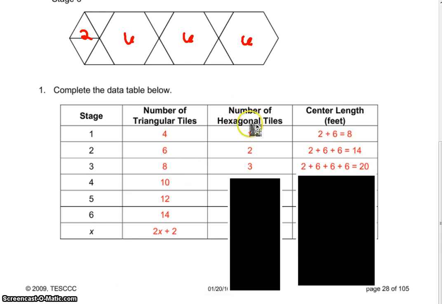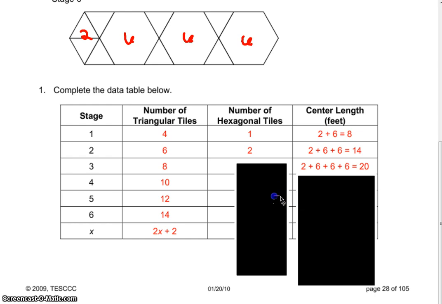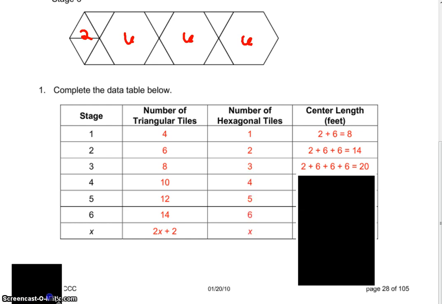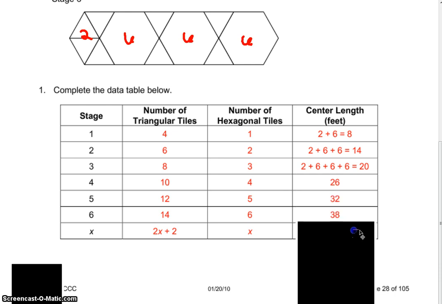For the hexagons, we go from 1 to 2 to 3. Looks to me like we're going up 1 each time. If you compare that to your stage, it's the same, and so it's just x. For the center length, we went from 8 to 14, so we added 6. To 20, we added 6. If you add 6, you'll get 26, 32, 38.